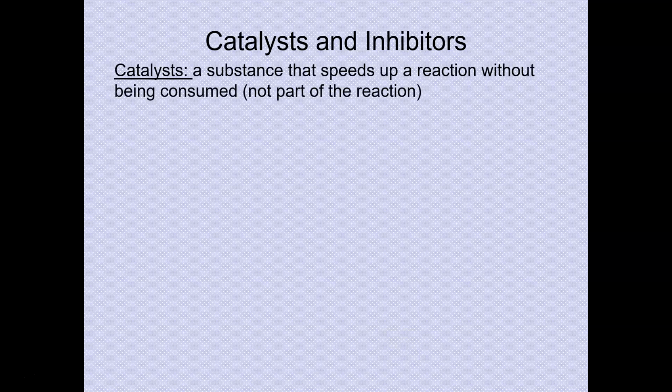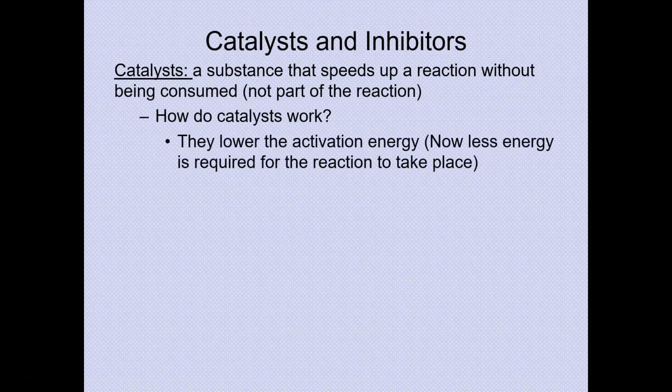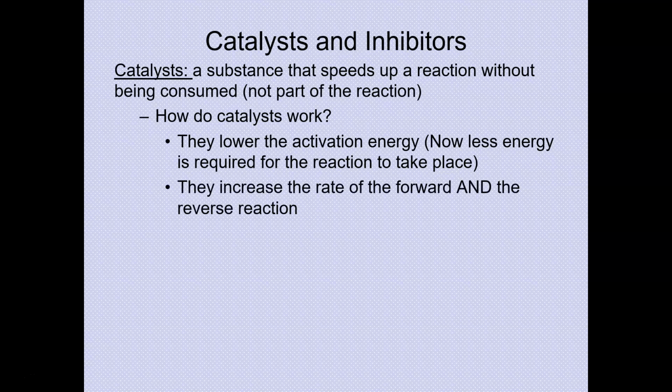is catalysts and inhibitors. So a catalyst is a substance that speeds up a reaction without being consumed. They are not considered to be a part of the chemical reaction. They're like a helper, but they aren't actually participating. So how do catalysts work? They lower that activation energy. They make the curve lower. So now it's going to take less energy to make that reaction take place. This means they can increase the rate of the forward and the reverse reaction.